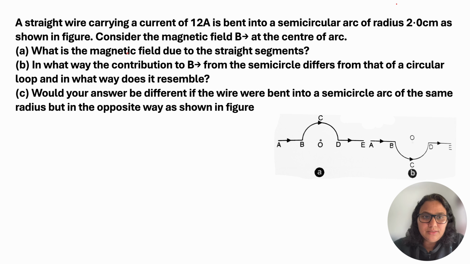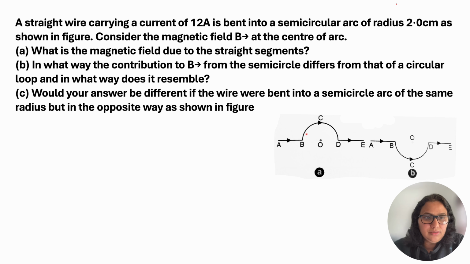A. What is the magnetic field due to the straight segments? B. In what way does the contribution to B from the semicircular arc differ from that of a circular loop, and in what way does it resemble it? C. Would your answer be different if the wire were bent into a semicircular arc of the same radius but in the opposite way, as shown in the figure?